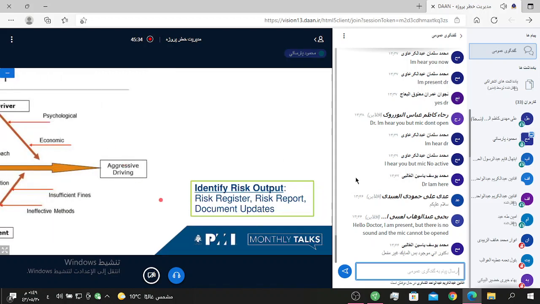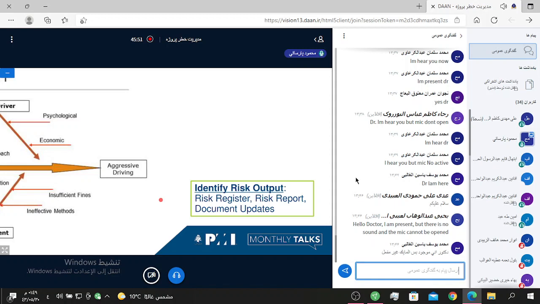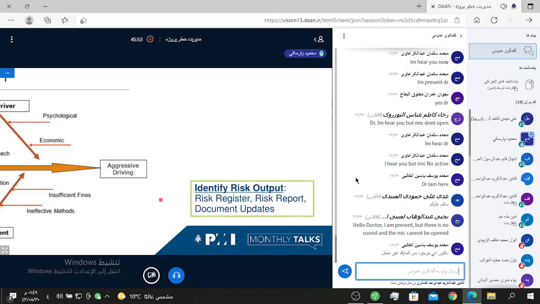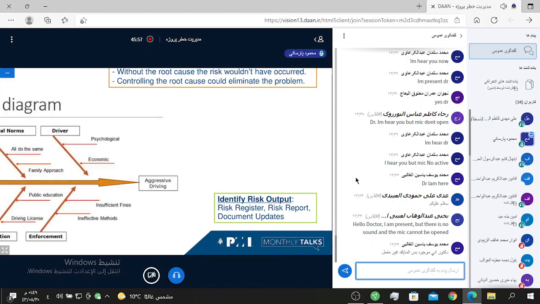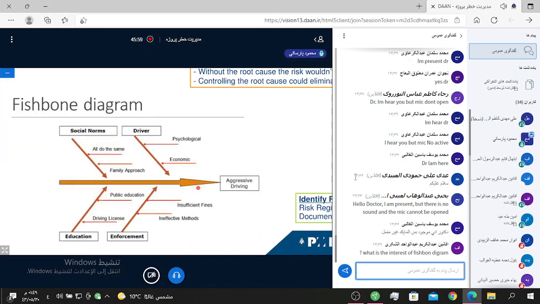So in this example, or other examples, identify risk outputs are such as the risk register, risk reports, and document updates. Okay. Engineers, any question?